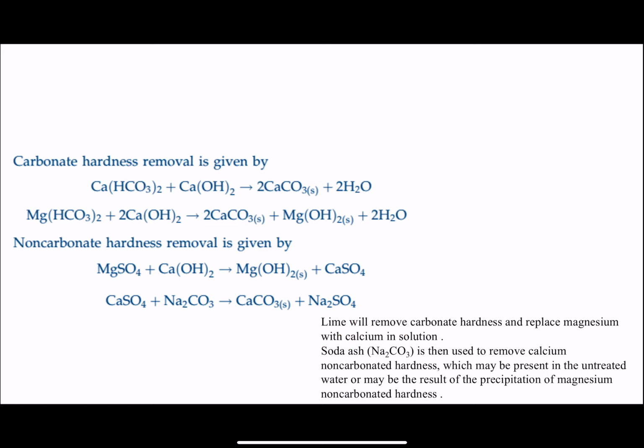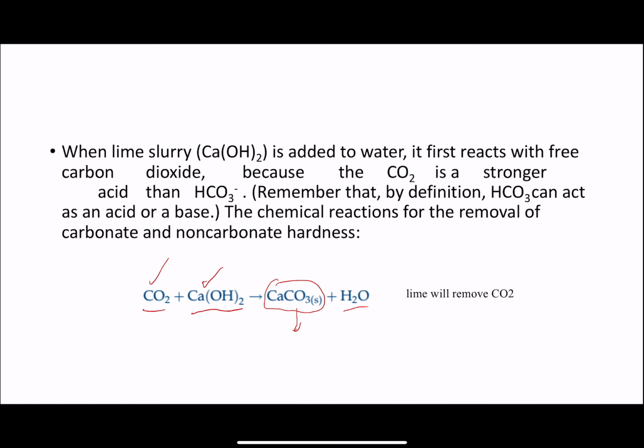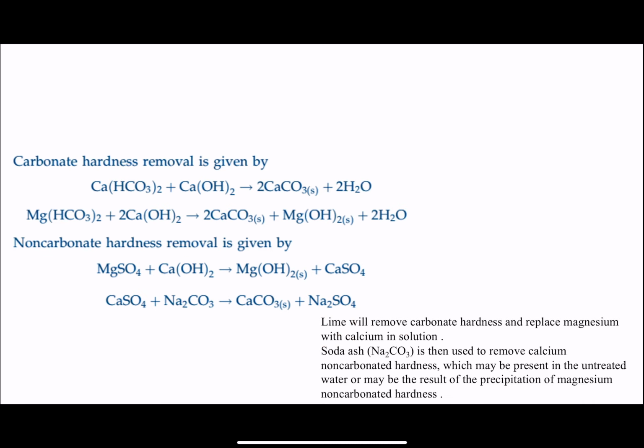Now, lime also will remove carbonate hardness. You can see that here, the Ca(OH)2 first reacted with CO2. Now here, it will also react with Ca(HCO3)2. This is the second step. It produces CaCO3 solids. This will precipitate, and H2O.